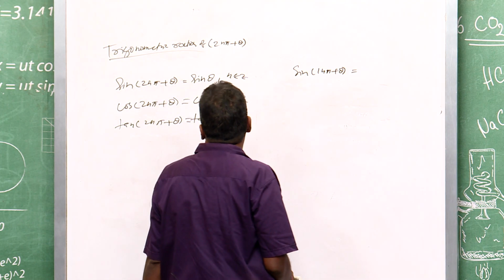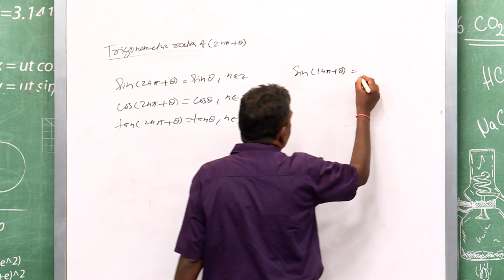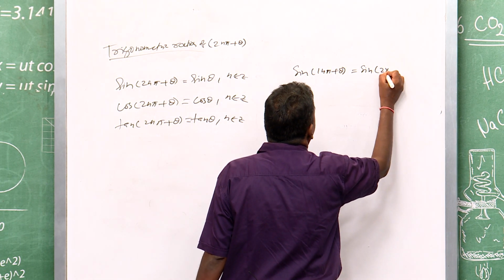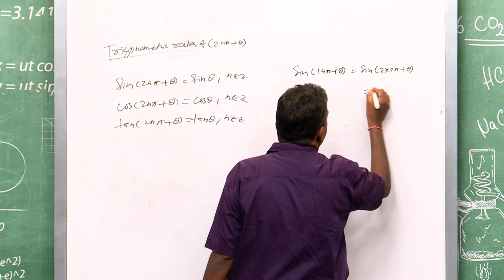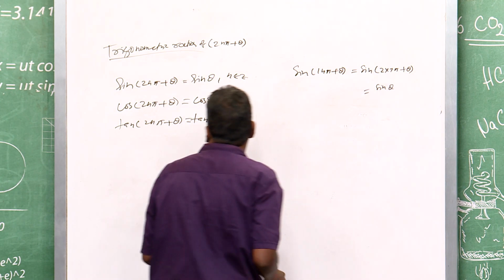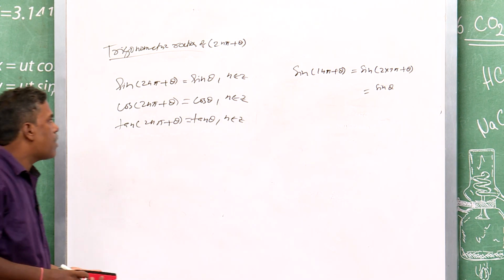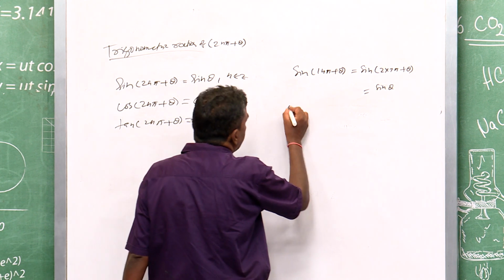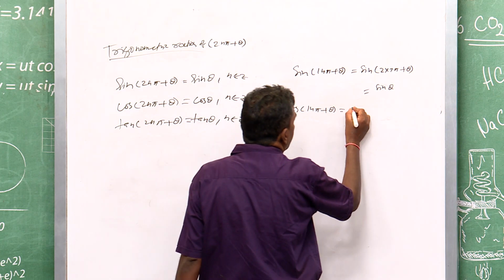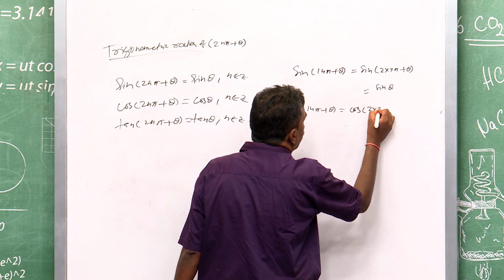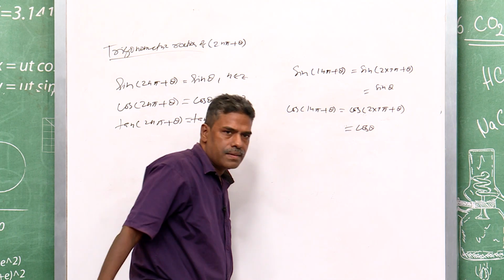So, that is equal to sin 2 into 7 pi plus theta, which is equal to sin theta. Sin 2n pi plus theta is equal to sin theta. Similarly, cos 14 pi plus theta is cos 2 into 7 pi plus theta, so it is equal to cos theta.